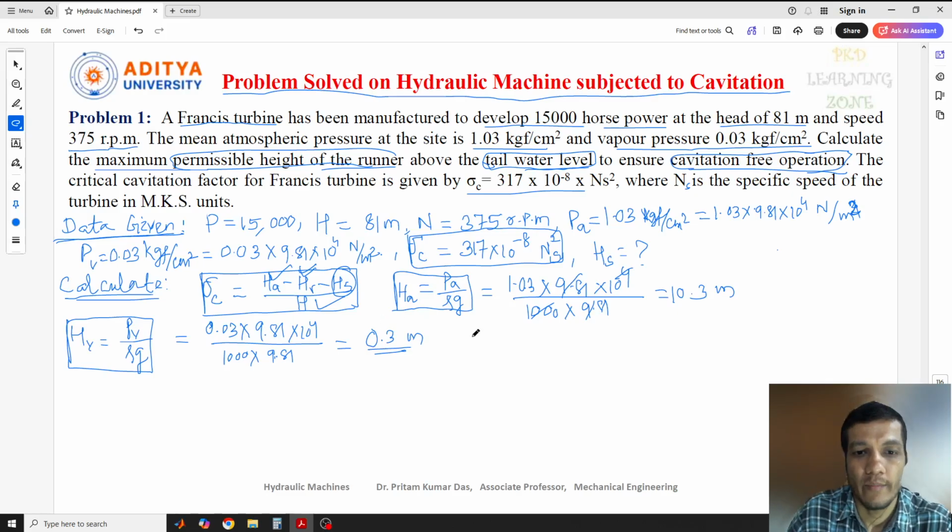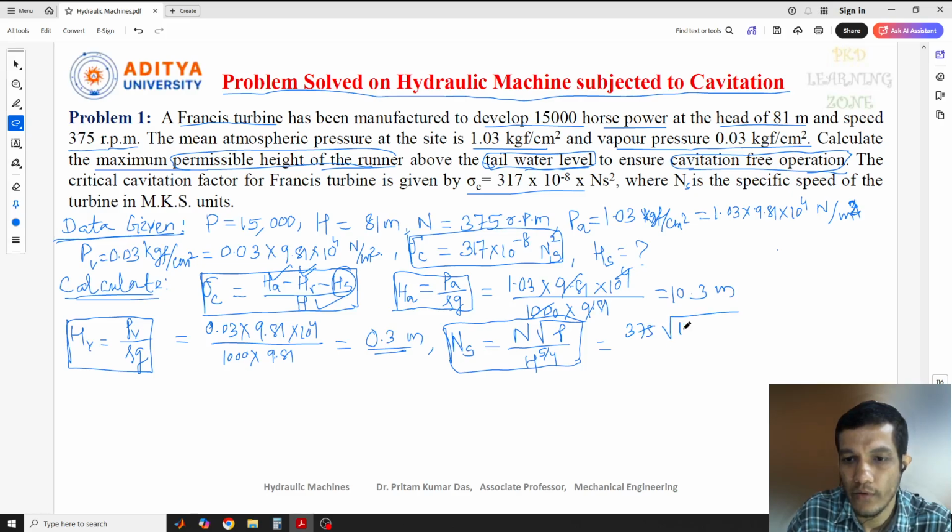Now we need to calculate sigma c, along with that ns is there. So how to calculate the ns, specific speed? ns is nothing but specific speed. For the specific speed of the turbine, we have the formula, that is speed into root over of power by head to the power 5 by 4. This we have already derived previously during the turbine. Now I'll put the values: 375 into root over of 15,000, divided by head to the power 5 by 4. So you can find out the value of specific speed.